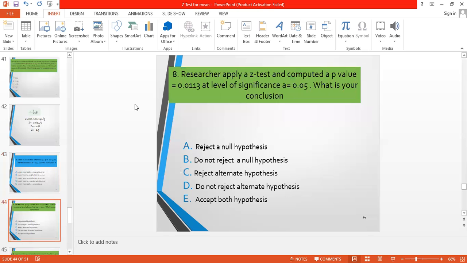A researcher applies a z-test and computes a p-value of 0.0113 at a level of significance alpha 0.05. What is your conclusion? Reject the null hypothesis. Do not reject the null hypothesis. Reject the alternate hypothesis. Do not reject the alternate hypothesis. Accept both hypotheses. A is correct: reject the null hypothesis because the p-value is less than the level of significance.